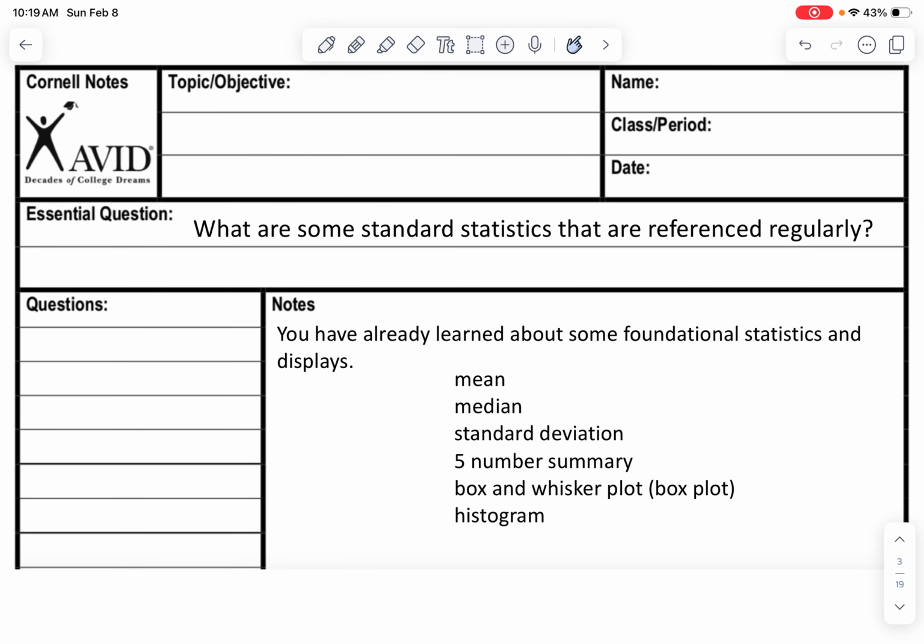So some foundational stats and displays that you've already seen and that are referenced regularly in math and maybe all over in the media would be mean, median, standard deviation, a 5-number summary, a box and whisker plot, also known as a box plot, and a histogram.